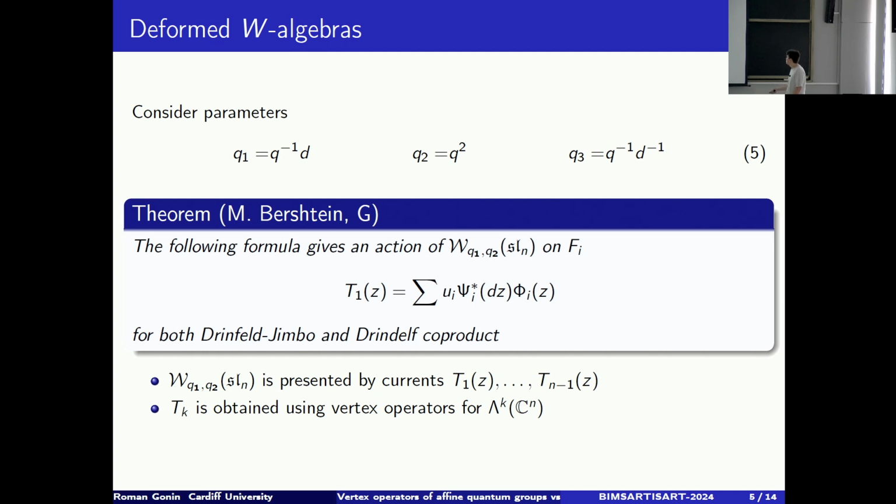Yeah. Okay. So what I wanted to say is that if you use Drinfeld coproduct, then all of them are just exponentials, and this is the standard formula for bosonization. But if you use Drinfeld-Jimbo, it gives you some other formulas. And also I was saying that the W algebra is presented through T1, ..., T(n-1), and you can give formulas for them also, and you have to use not the evaluation representation corresponding to Cn, but the kth exterior power of Cn.